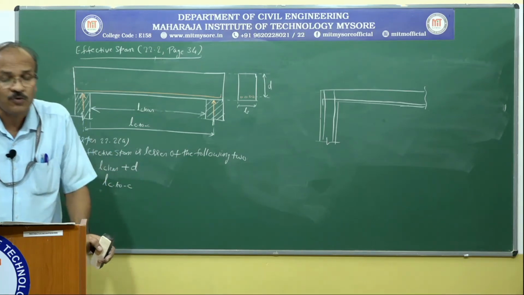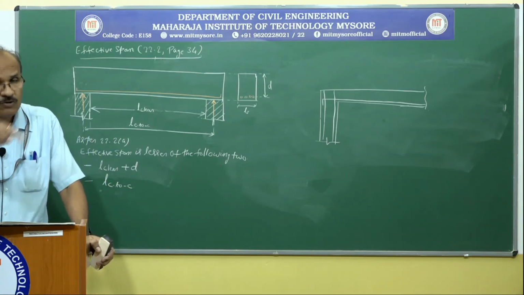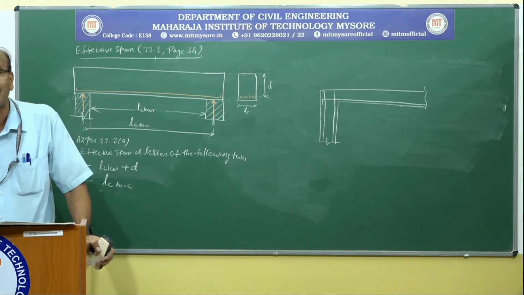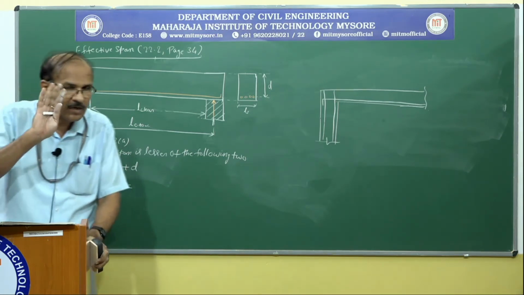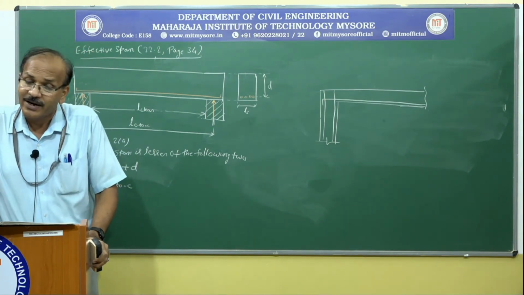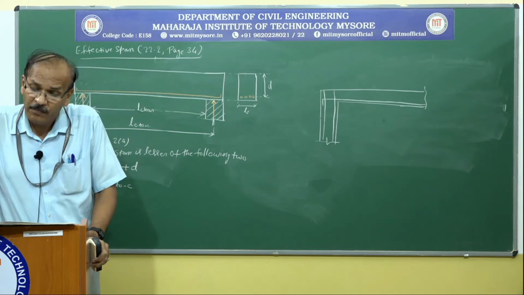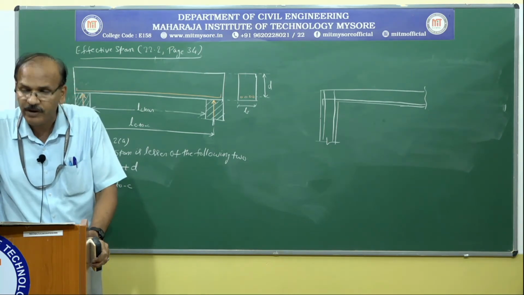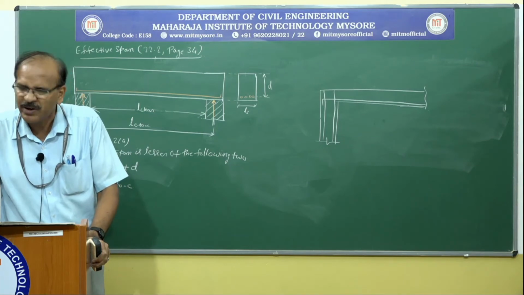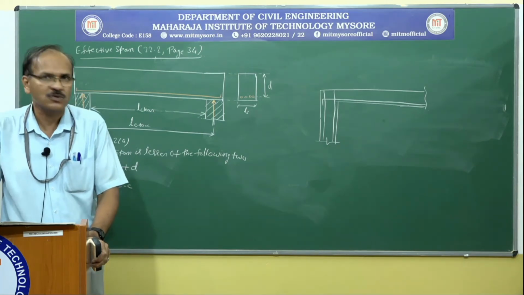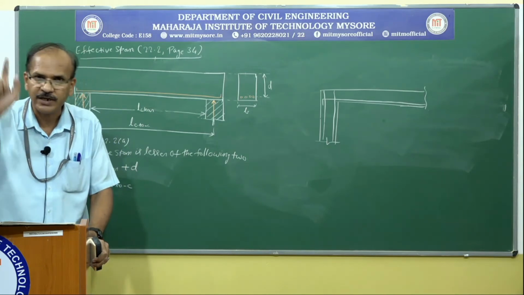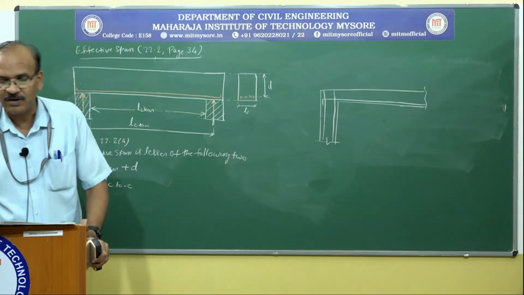Next, when we go to 22.2b, on page number 35, first column, it says continuous beam or slab. That is not in your syllabus, so I am not going to discuss that. Next, it talks about cantilever, that is 22.2c, and 22.2d talks about frames. Frames I am also not worried about. I am going to concentrate on the cantilever.